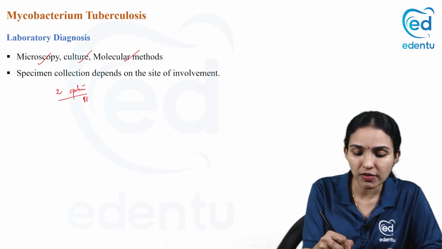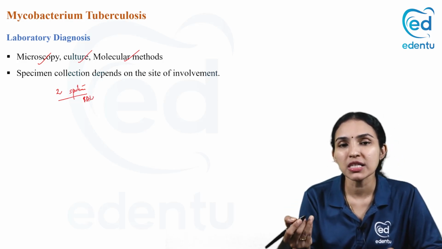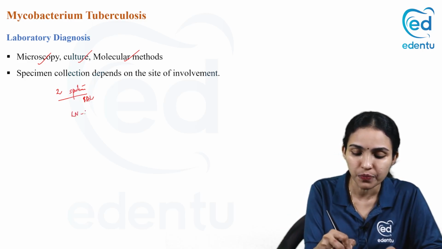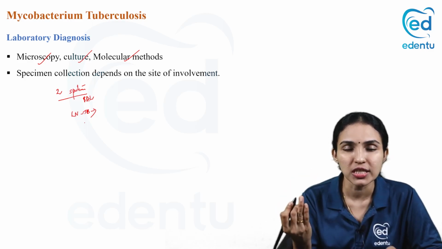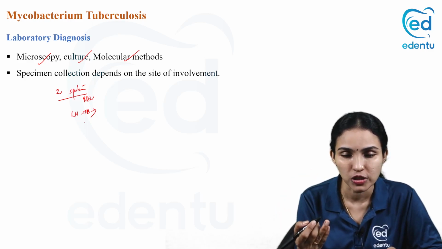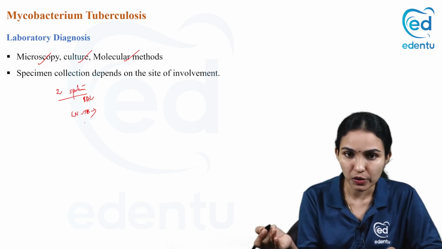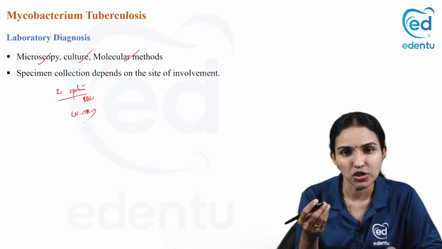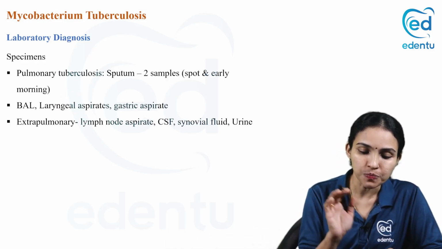If sputum is not available, you can go for bronchoalveolar lavage and all. Suppose it's an extrapulmonary TB case. The most common form of extrapulmonary TB is lymph node TB. So if it's a lymph node TB, you go for a lymph node aspirate. If it's a meningeal TB, you go for CSF culture. For bone TB, you have to take the aspirate or joint synovial fluid. If it's an oral ulcer lesion, you have to take the biopsy or the tissue from the ulcerated lesion. So those are the different samples we take.